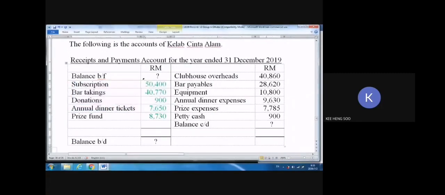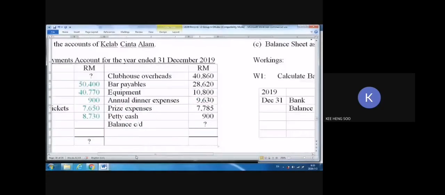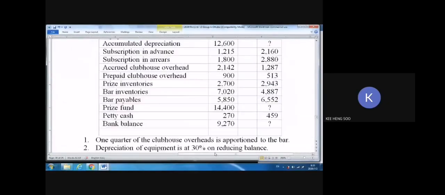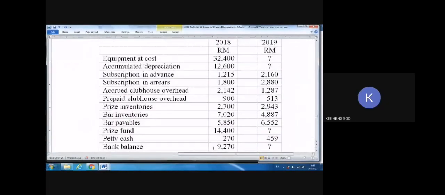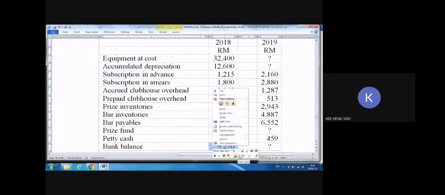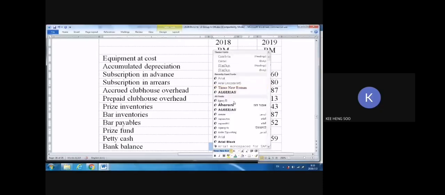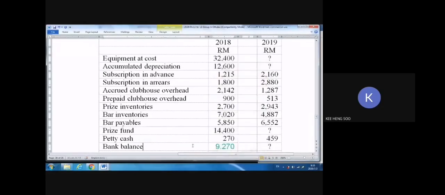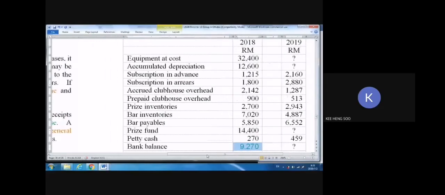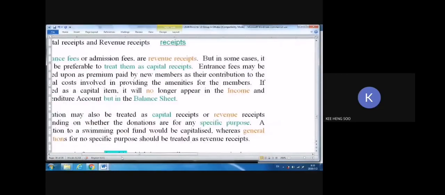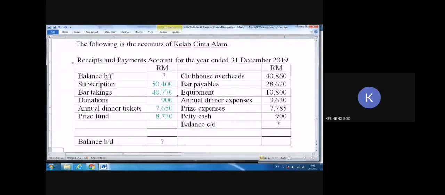So my first question mark is not here. Can you tell me what's the first question mark? Yes, it's here. Bank balance. Do you see the bank balance? 9270. That is called opening balance. Everybody got this opening balance already? So now you get this opening balance 9270. You record it.